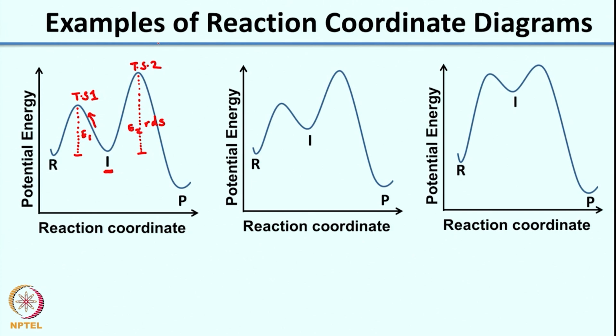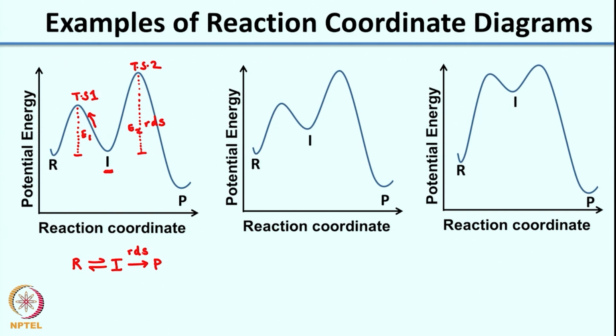If you think of the intermediate, once it is formed, energy wise the barrier for it to go back to the reactant is lesser than the barrier for it to go to the product. So in such cases, you can have an equilibrium between the reactant and the intermediate before it goes to the product, and the second step would be the rate determining step. We can again get a lot of information by looking at the relative energies of each of these transition states with respect to the intermediate and the product.